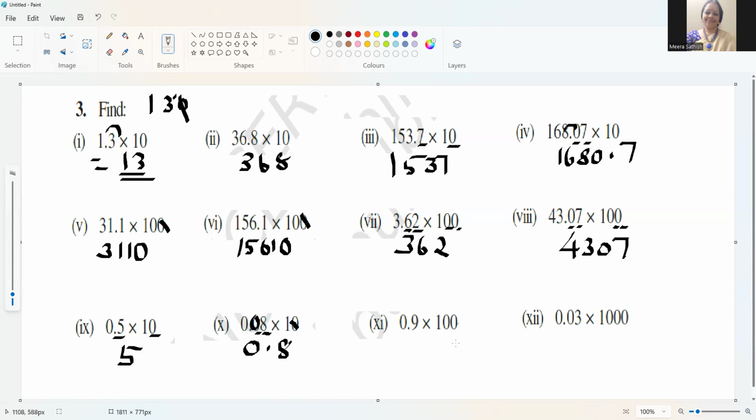0.9 into 100. One decimal, one 0 cancels. This extra 0 add. Here 2 decimals, so 2 zeros gone. So 3, then this 0 add, 30. Here, hope you are understanding this. As I told you, you can follow any method which you are comfortable with. Okay. Next one, a word problem.